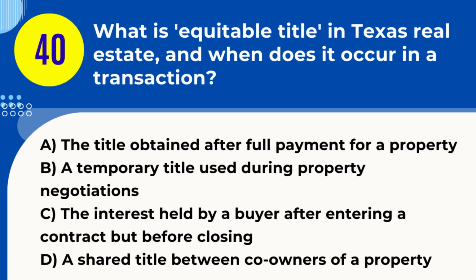Question 40. What is equitable title in Texas real estate, and when does it occur in a transaction? A. The title obtained after full payment for a property. B. A temporary title used during property negotiations. C. The interest held by a buyer after entering a contract, but before closing. D. A shared title between co-owners of a property.